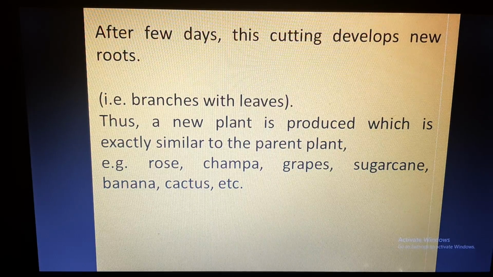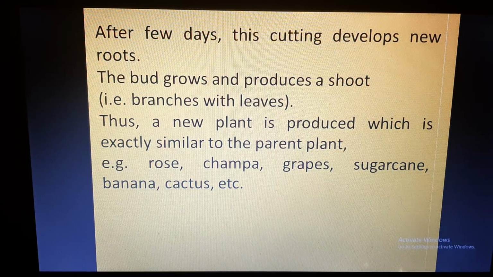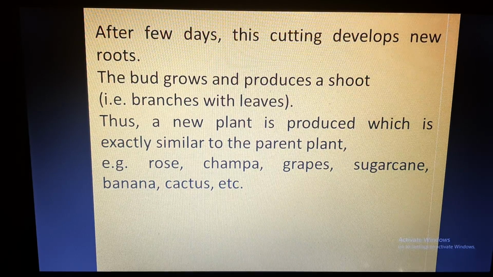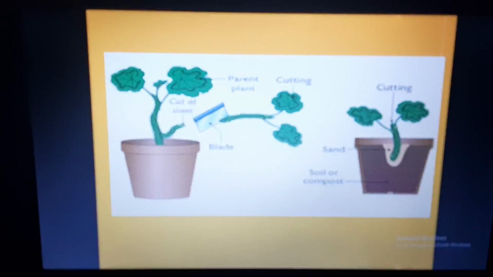After a few days, what will happen? This cutting will develop new roots and new shoots. Thus, a new plant can be produced which is exactly similar to the parent plant. So, examples are rose, champa, grapes, sugarcane, banana, cactus, etc.